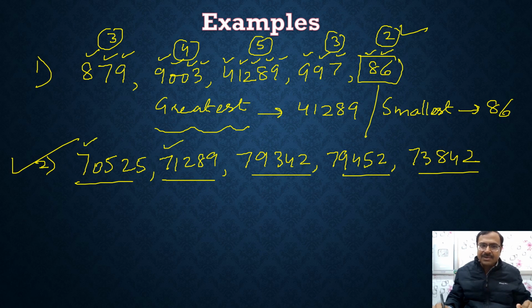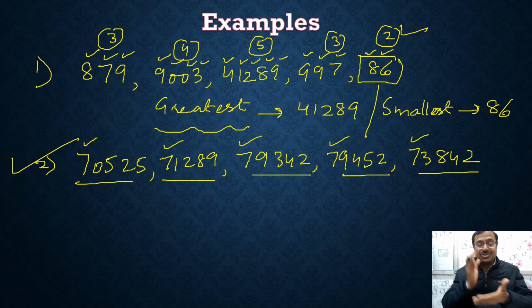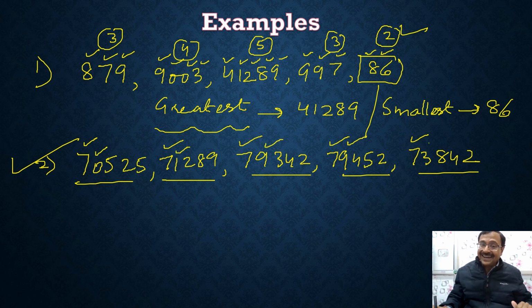7, 7, 7, 7 and 7. Oh my god, the first digit is exactly the same. So we can't differentiate the numbers on the basis of the first digit. So we have to get on with the second digit. Let's go ahead. 0, 1, 9, 9 and 3.